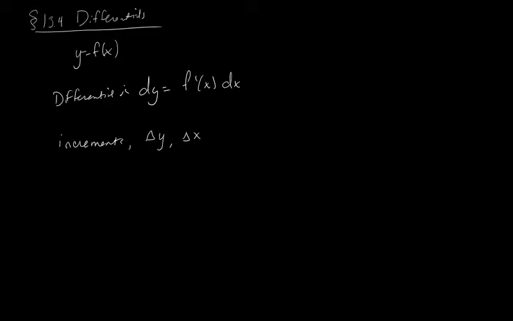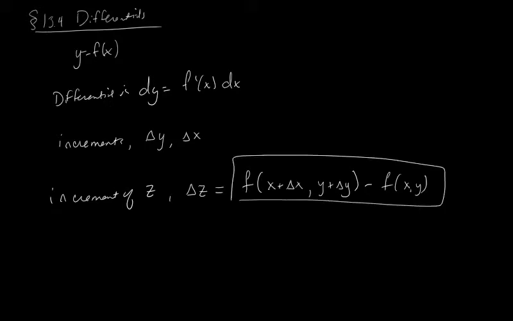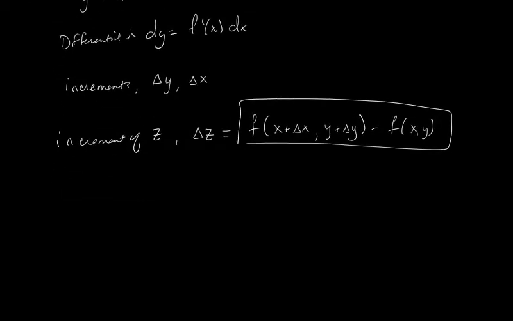Okay, so the increment of z is delta z, and that is equal to f of x plus delta x, comma, y plus delta y, minus f of x, y. Okay, so we've moved in z to the point f of x plus delta x, y plus delta y, and then we're going to subtract f of x, y. So this is just that change in z. All right, so now let's talk about the differential.